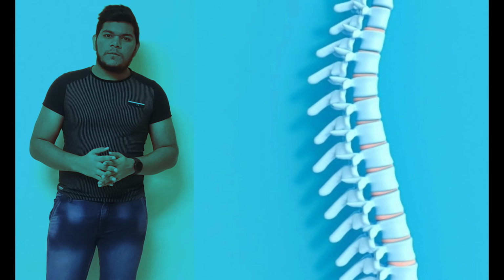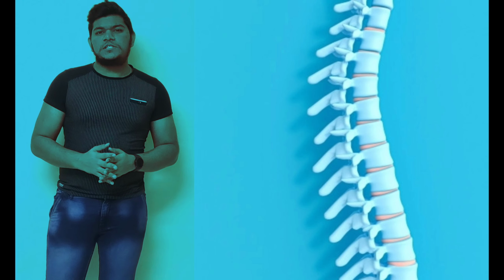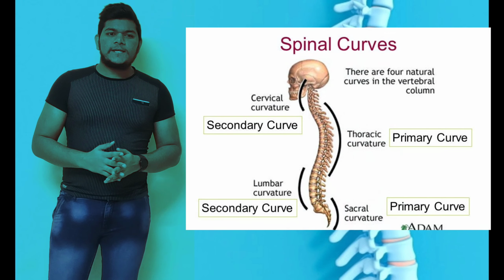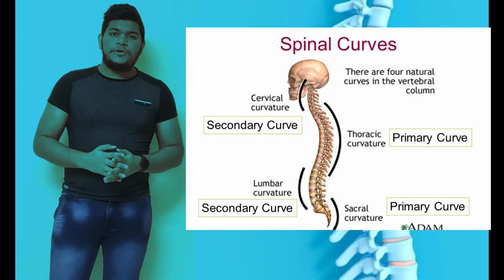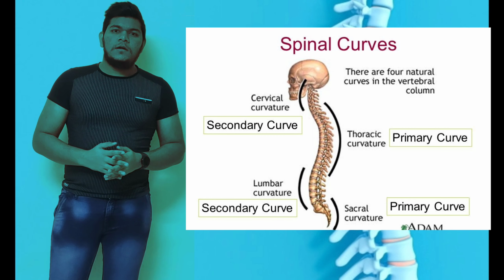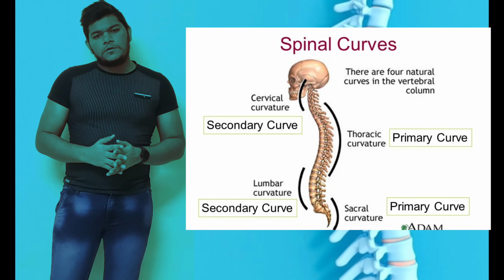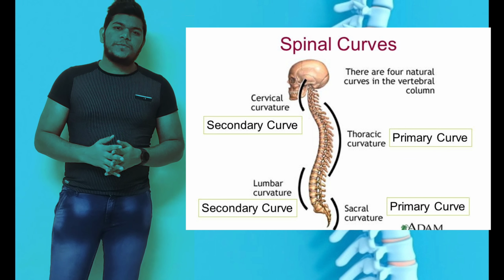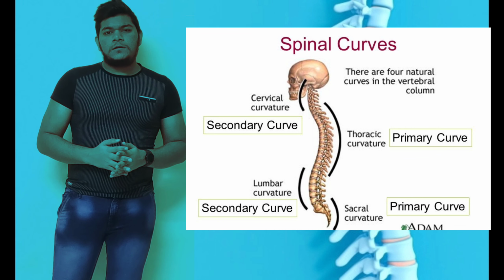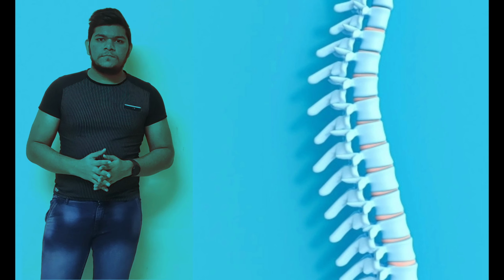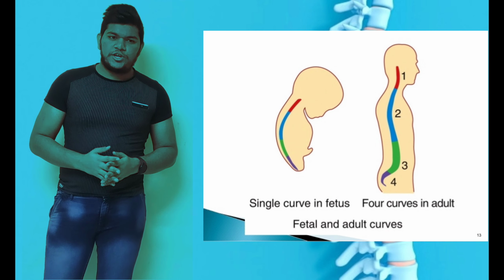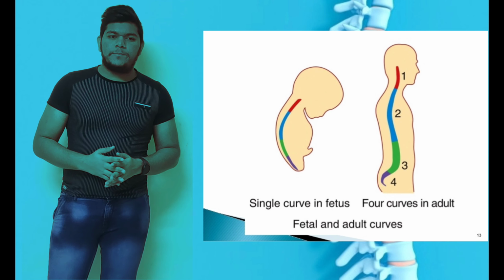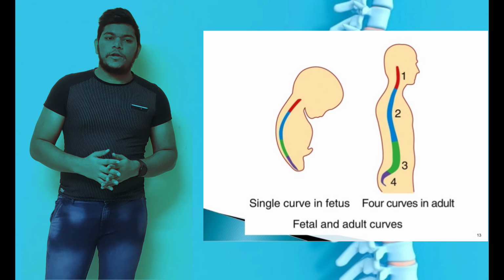So now we will talk about the embryology of the vertebral curves. The thoracic and sacral curves are called the primary curves because they form first during fetal development. The cervical and lumbar curves are called secondary curves because they form later, several months after birth. In the newborn, the spinal curvature is a C-shaped curve known as the primary curve. It has a single concave curve.